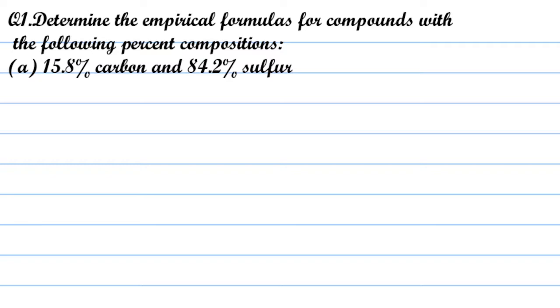In any empirical formula problem, you must first find the mass percentage of each element in the compound. Like in this question, we are given 15.8% of carbon and 84.2% of sulfur. In order to calculate the empirical formula, we will change the percentage into grams, 15.8 and 84.2.